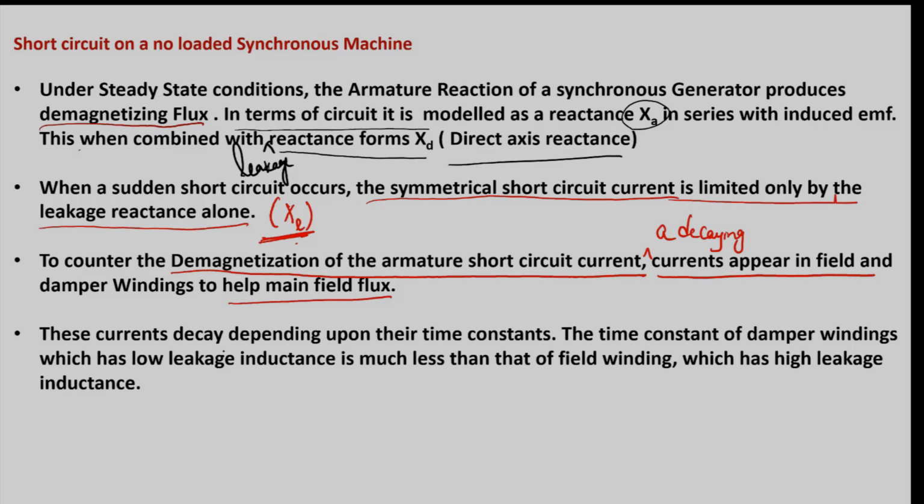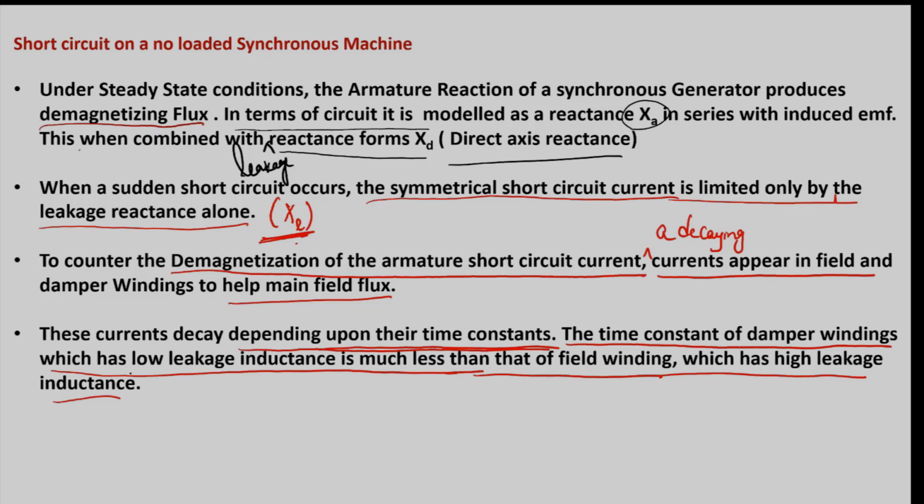These currents decay depending upon the time constant of the circuits. The time constant of damper windings, which has low leakage inductance, is less when compared to the time constant of the field windings, which has high leakage inductance. So, because of this severe demagnetization, the main field flux would have suddenly become zero.